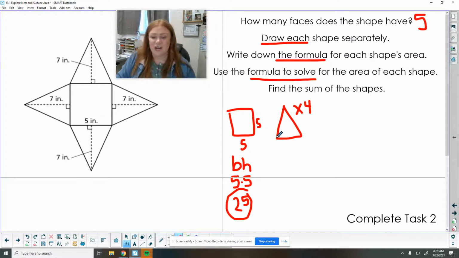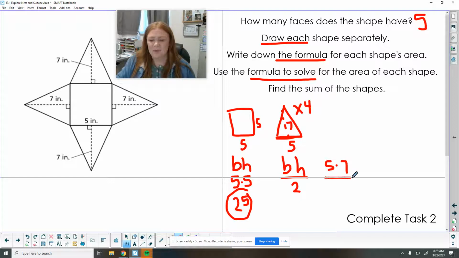So let's talk about this triangle now. We know that the base is 5 and the height is 7. How do you find the area of triangles? Base times height divided by 2. The base is 5. The height is 7. And I'm going to cut that in half. Now, once I have that, that's one triangle.